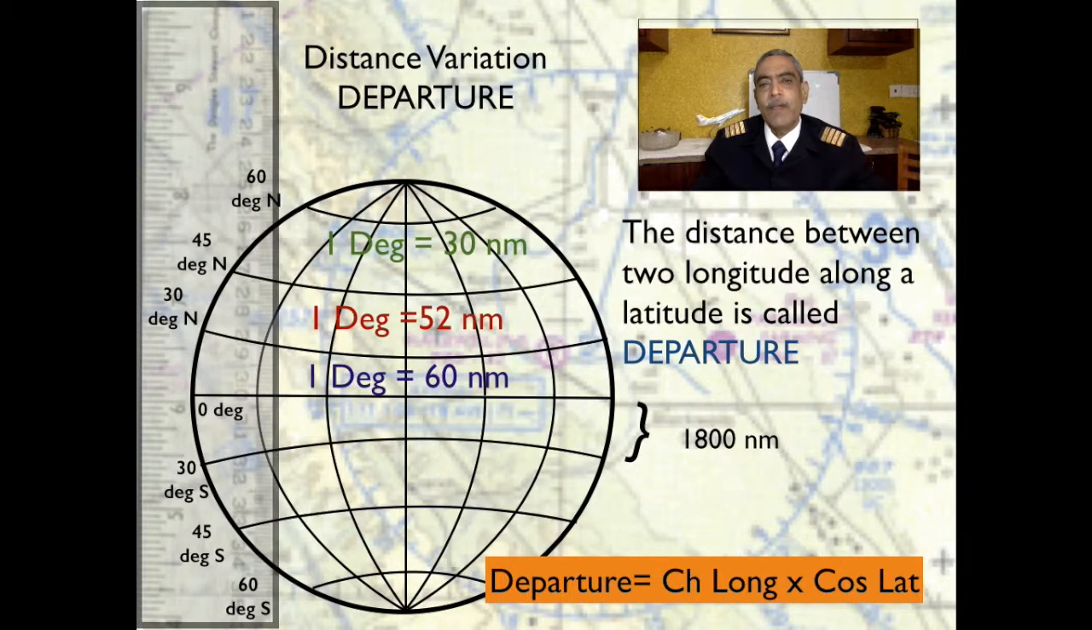poles. And we also learned that it varies as cos of the latitude, where at 0 degrees cos 0 is 1, and as you go towards the pole cos 90 is 0, and the distance varies as the cos of the latitude. So to put it formally, departure I could term as change in longitude into cos of the latitude.